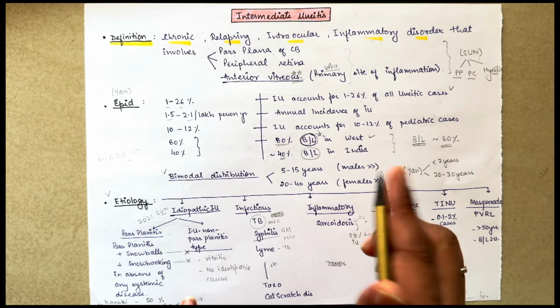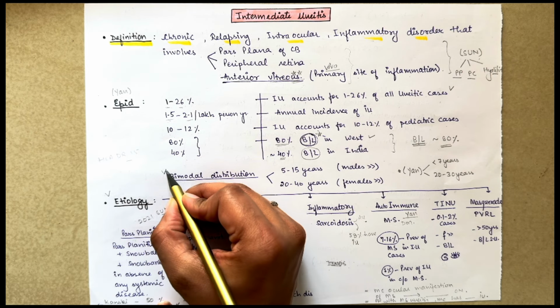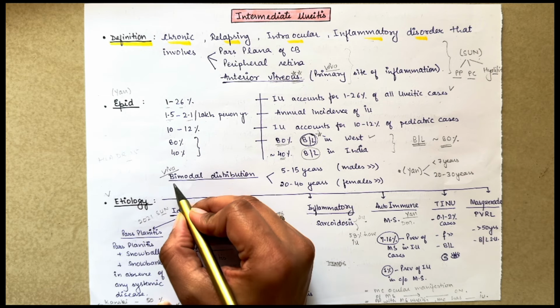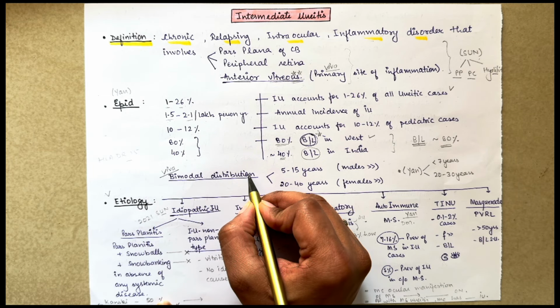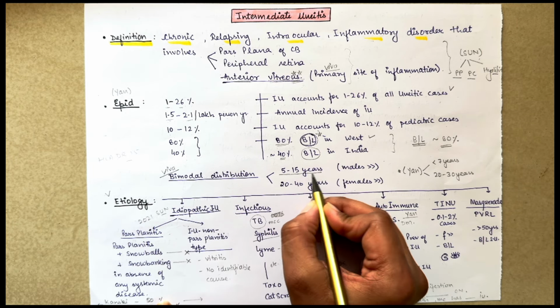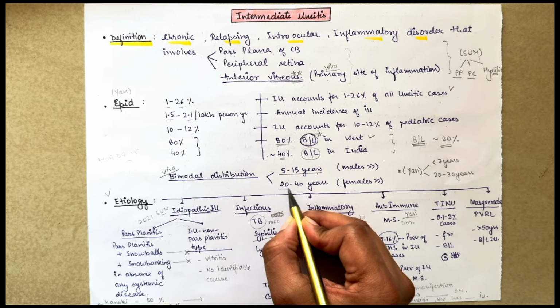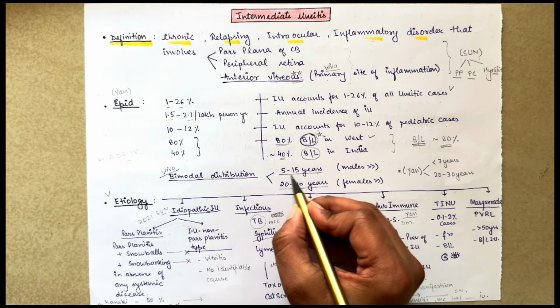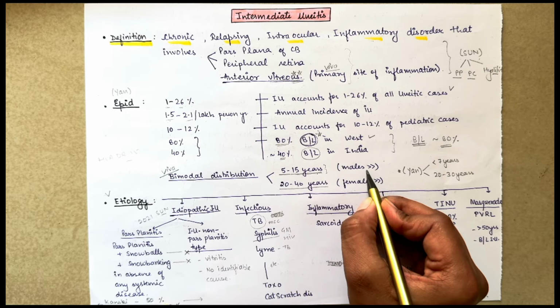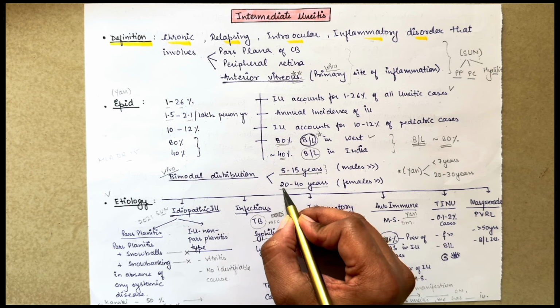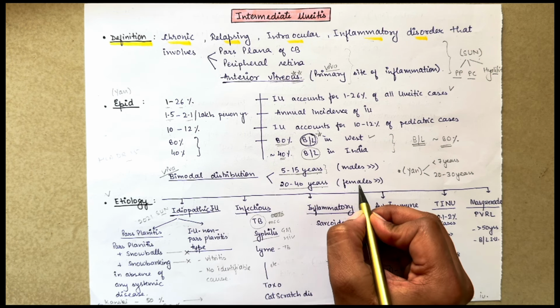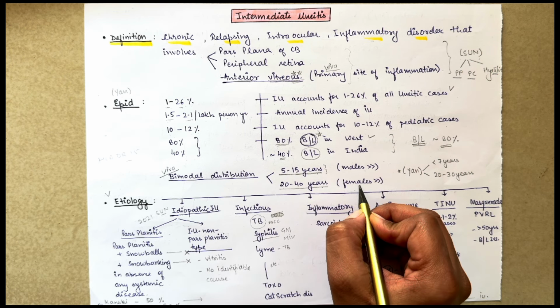But for Viva, what is important is that you know intermediate uveitis has a bimodal distribution. It affects patients 5 to 15 years of age, and then 20 to 40 years of age. In the younger age group it is mainly male dominant. When 20 to 45 years of age is covered, it is mainly female predominance.